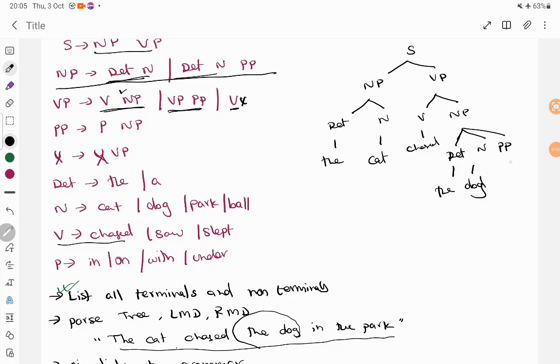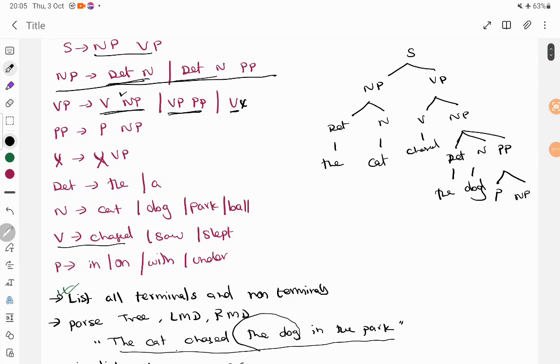And what do you have to replace PP with? PP has only one production, that is P followed by NP. And what is there in case of P? P consists of either in, on, with or under, and what is needed? It is in. The cat chased the dog in, and what is the last part that is needed? The park. So the is in DET and park is in N.